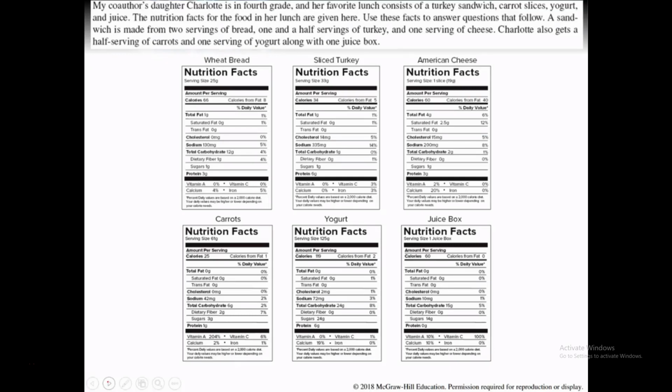Looking at this slide, her lunch consists of 2 servings of bread, 1.5 servings of turkey, 1 serving of cheese, a half serving of carrots, 1 serving of yogurt, and a juice box. So looking at the calories for bread, she's going to get 2 times the 66 calories. And then for the sliced turkey, she's going to get 1.5 times the 34 calories. And then for American cheese, 1 serving of that, so just the 60.